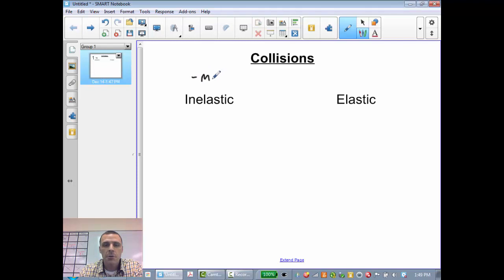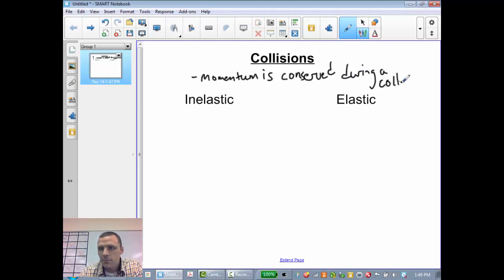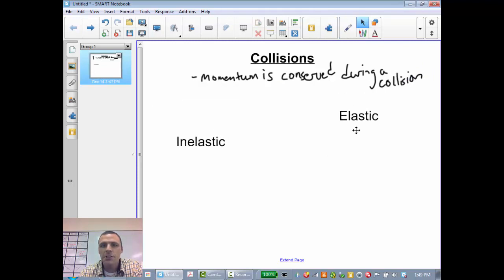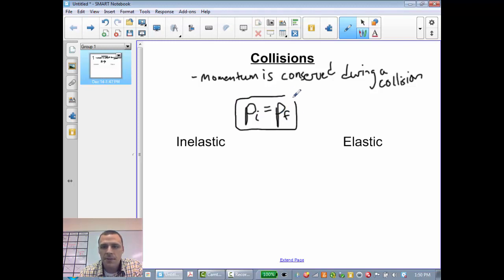So just to write something down here, momentum is conserved during a collision. Which means if you're going to analyze a collision and do the physics behind it, you can always start your mathematical analysis with the conservation of momentum, which is the initial momentum equals the final momentum. Start with this. Now there's two types of collisions that we'll be seeing.